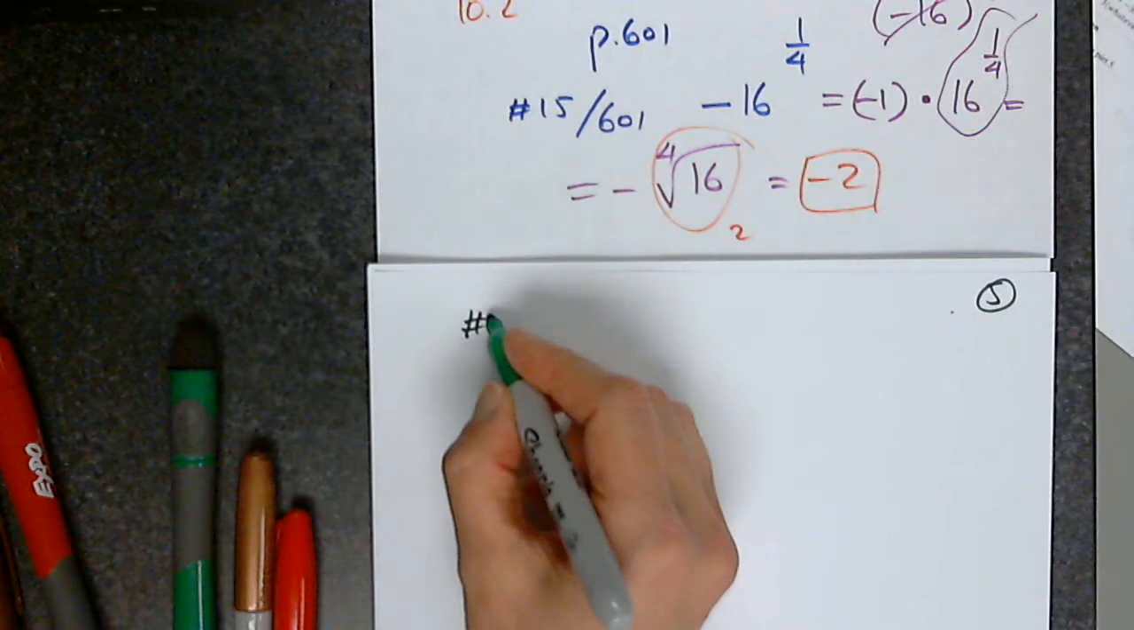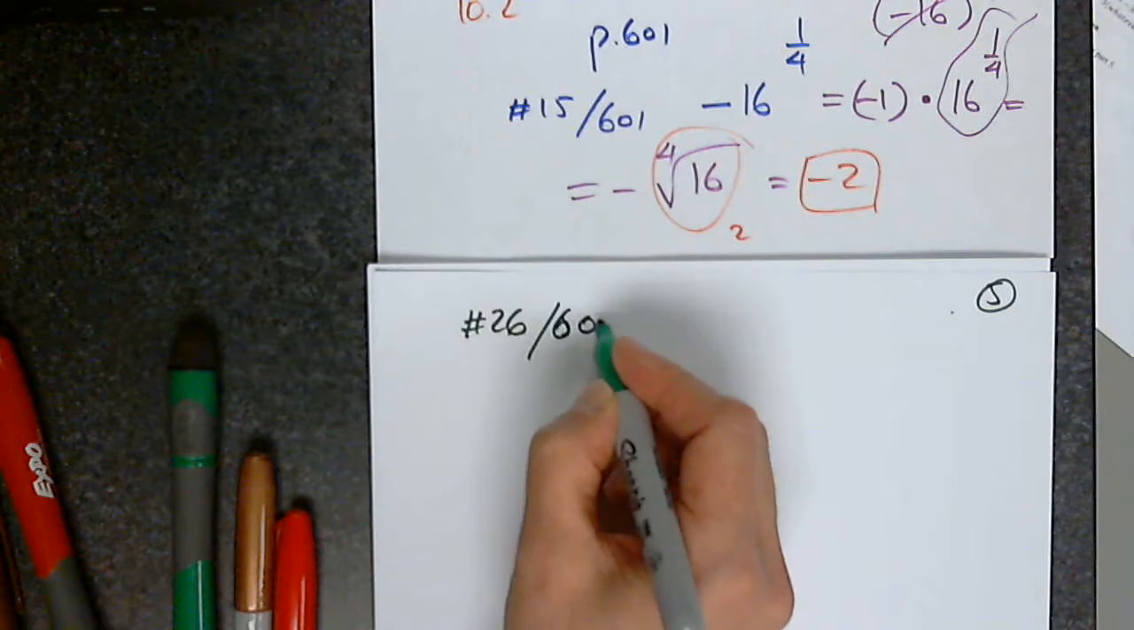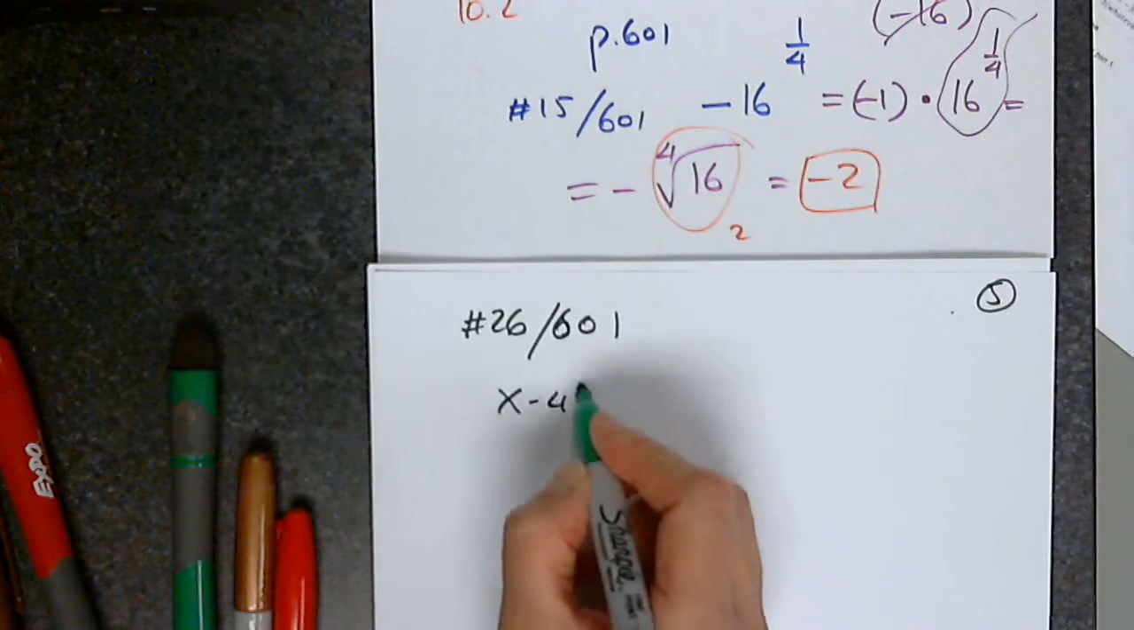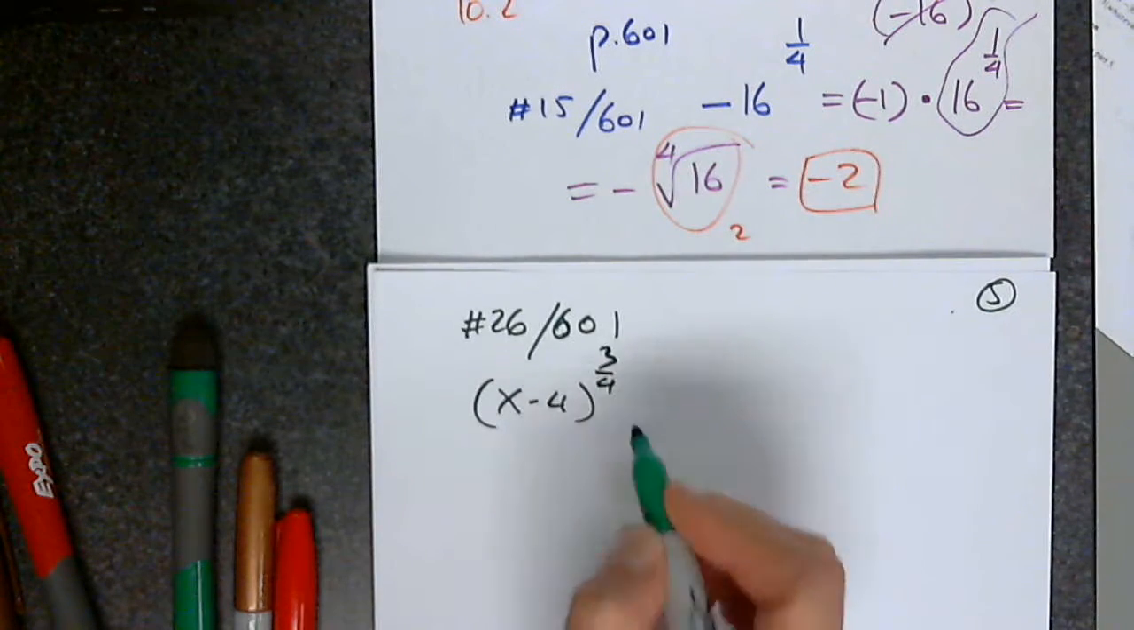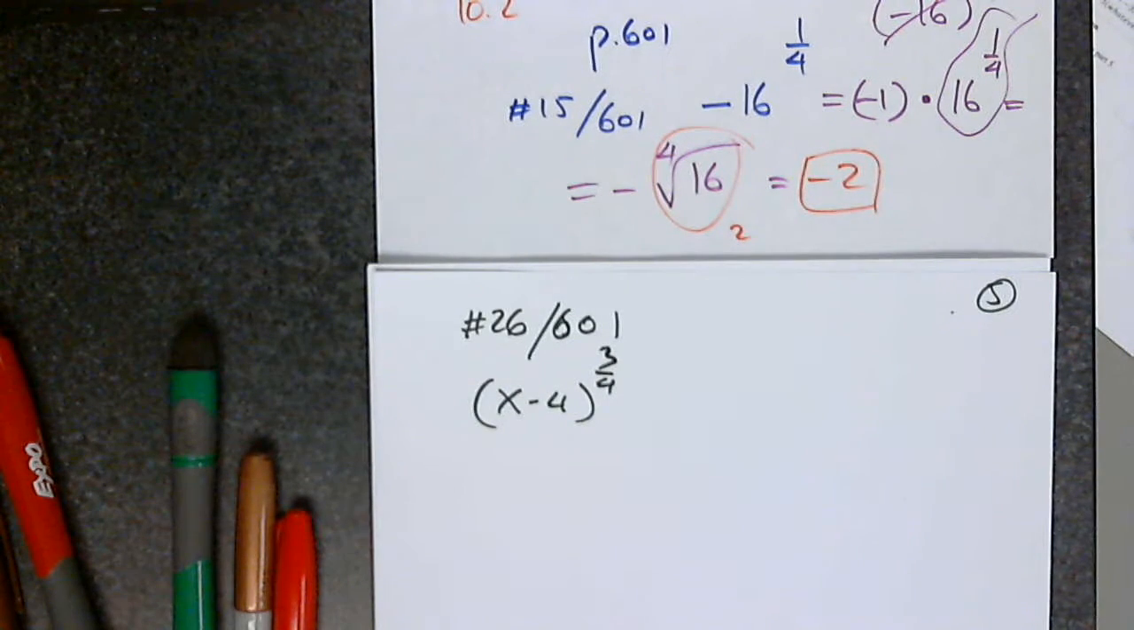Okay, so 26 on page 601. I'm looking at x minus 4 raised to 3/4. Let's see what they want. Use radical notation to write each expression. Simplify if possible. So how will I write this? Allow me to stop.